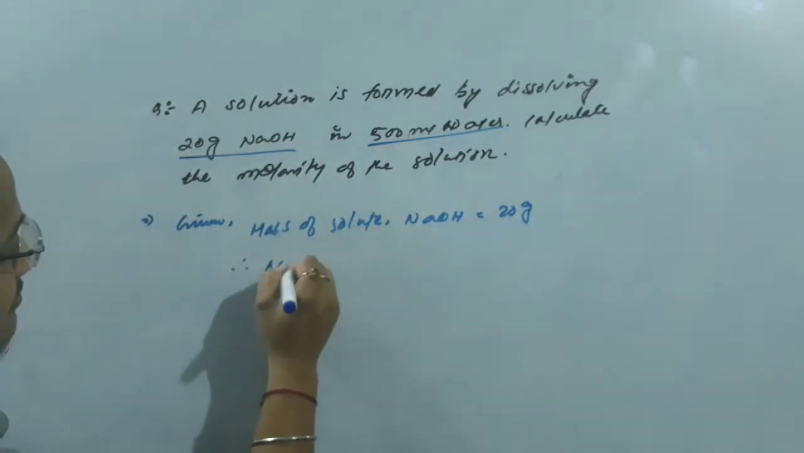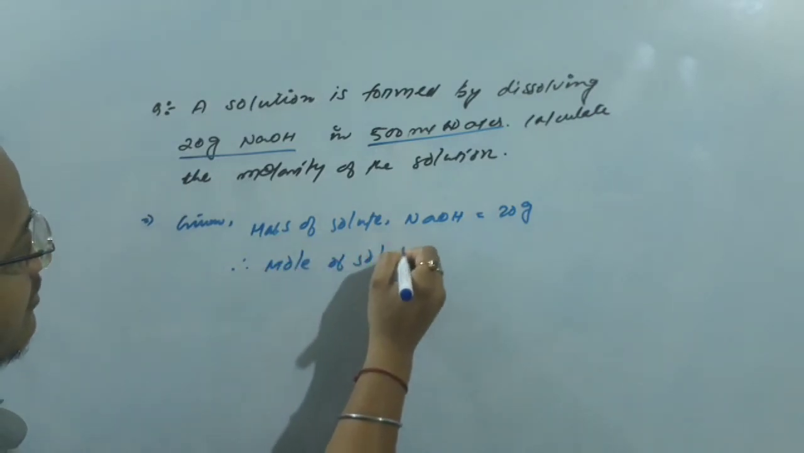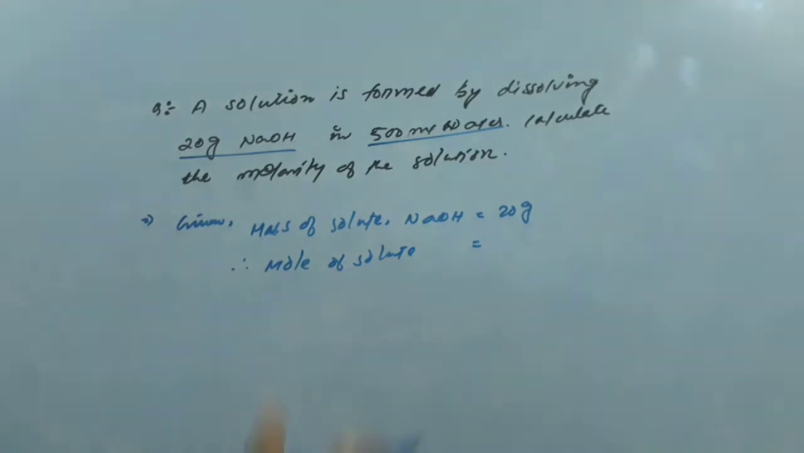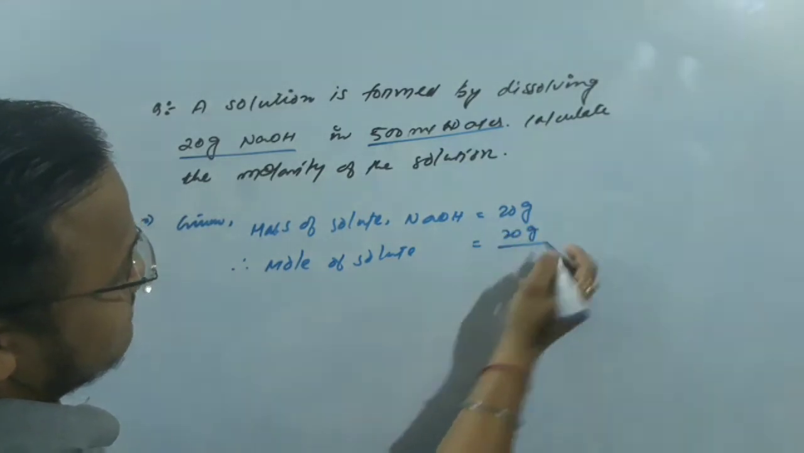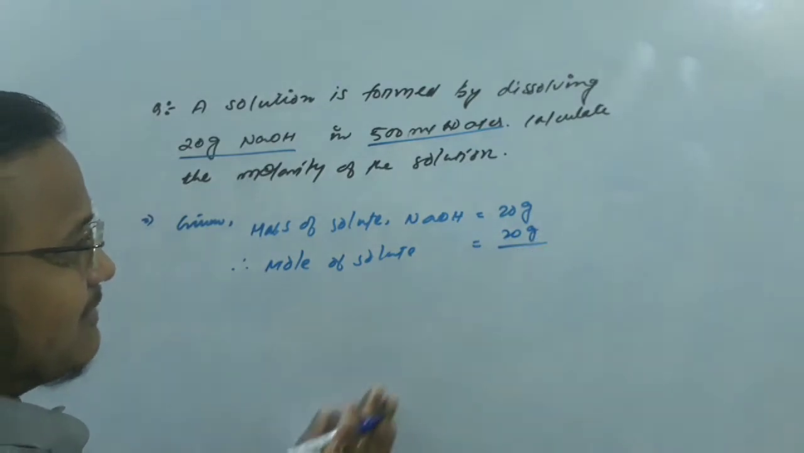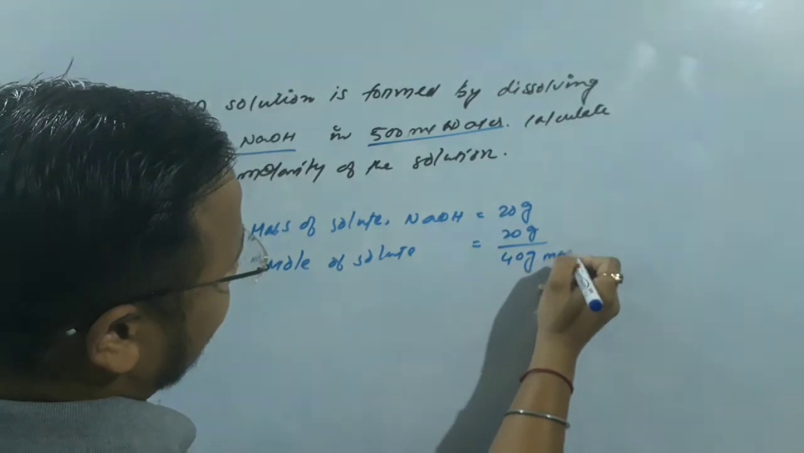So therefore, we have to find out the mole, right? We need the mole to calculate molarity, isn't it? So we are trying to calculate the mole of solute, equal to given mass divided by molar mass. So molar mass of sodium hydroxide is 40 gram per mole, right?